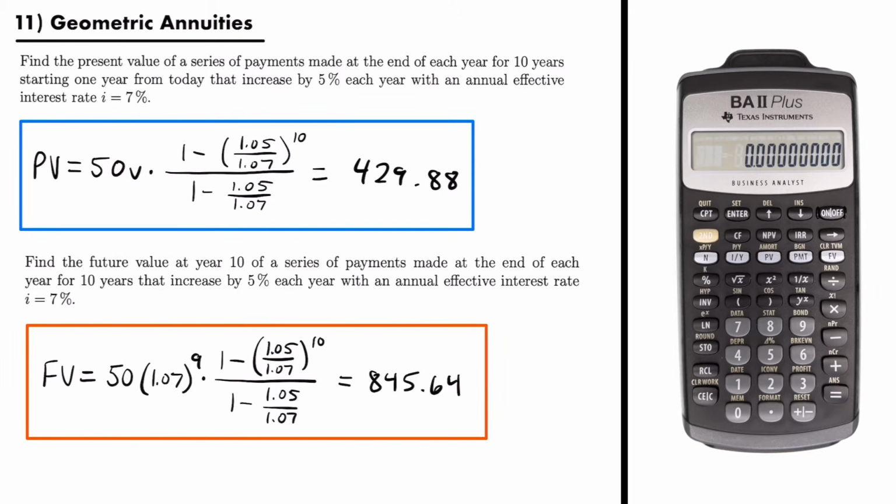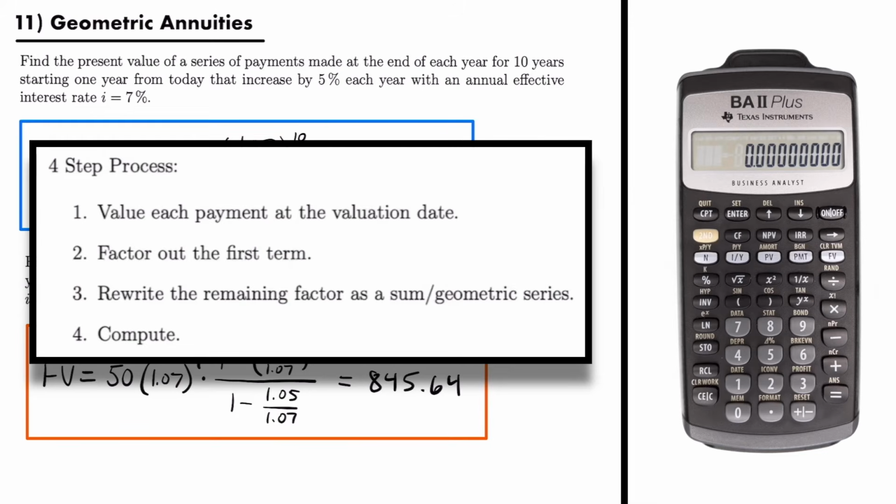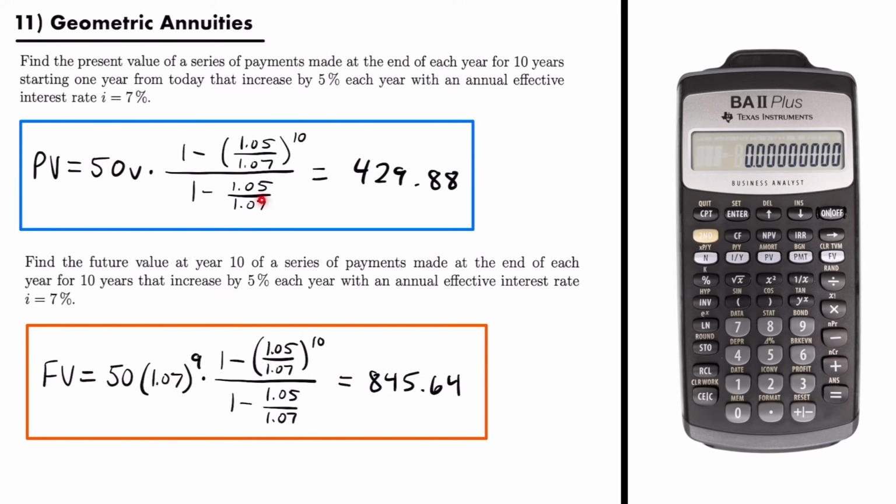And so if you remember, when calculating a geometric annuity, I gave you this 4-step process, and I'll have it up here on the screen on how you would calculate them. You would value each payment at the valuation date, and then you would pull out that first term, and then the rest of your terms could be rewritten as a geometric series, which we then knew how to calculate the sum of. And I have the result of our calculations from that video right here, as I already mentioned.